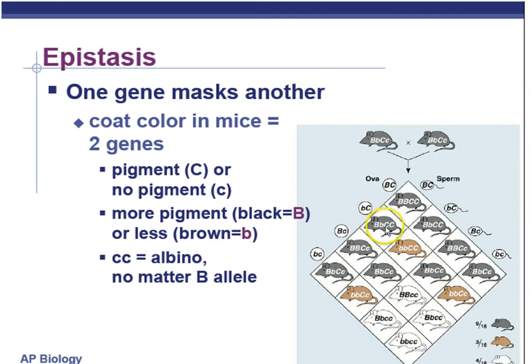So you have the allele for making pigment, which means that you can either be black or brown as a mouse color. If you have big B, that's dominant, black is dominant to brown, so the mouse appears black. If you have two of the recessive alleles, homozygous recessive, then the mouse will appear brown. But you don't become black or brown as a mouse unless you first have the dominant allele for pigment.